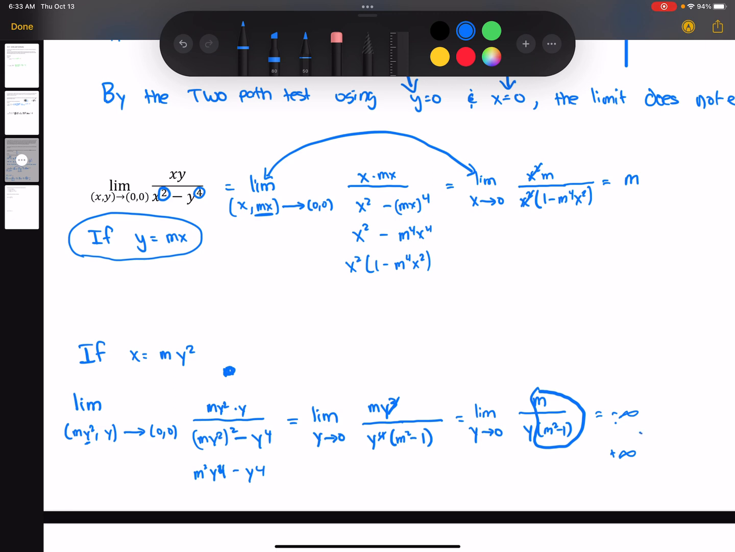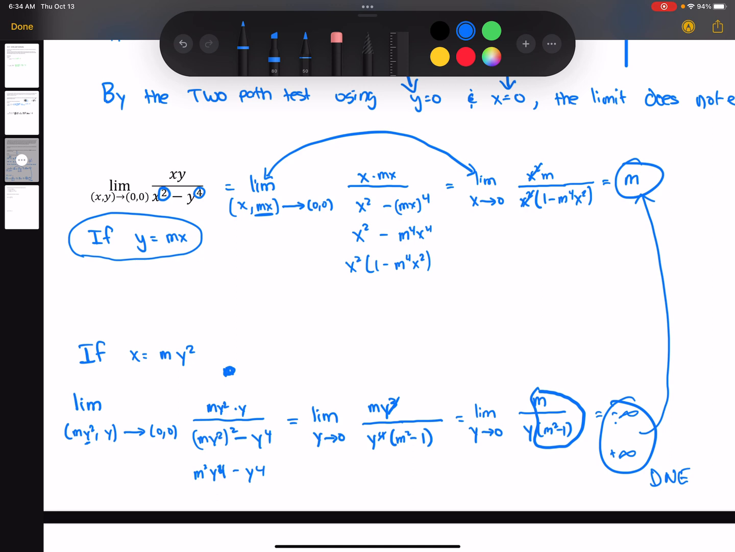And so the limit doesn't exist if we approach along that path, but if we approach along the path y equals mx, we actually get a fixed value. That's enough for us to say the limit doesn't exist at that point, because we got a finite value of m, and here we got the limit does not exist. So we got 2 different limits by doing this process. So by the 2-path test, again, the limit doesn't exist.